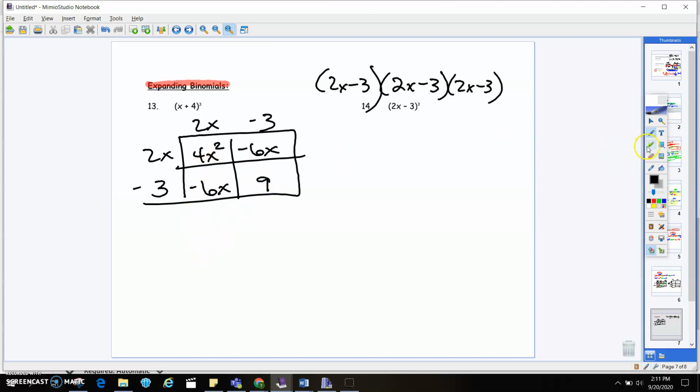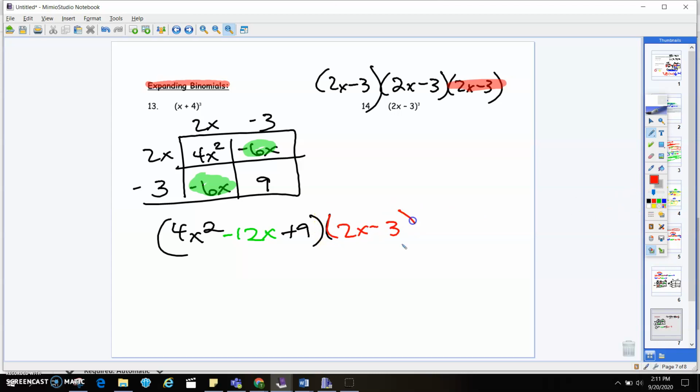I'm going to combine my like terms. And so I'm going to get 4x squared minus 12x plus 9. And then I'm not done. I got to take this other 2x minus 3 and I'm going to multiply him times the thing I just got.